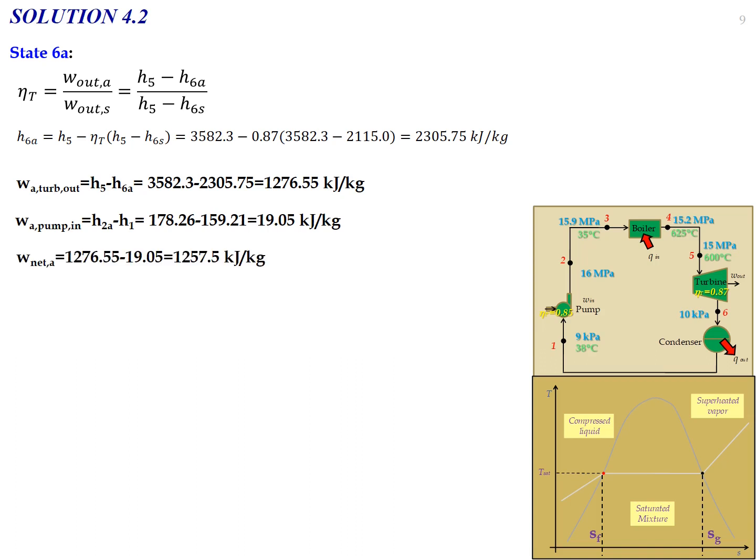Okay, so we know that W net actual equals W out actual minus W in actual. So W net actual will be 1257.5 kJ per kg.